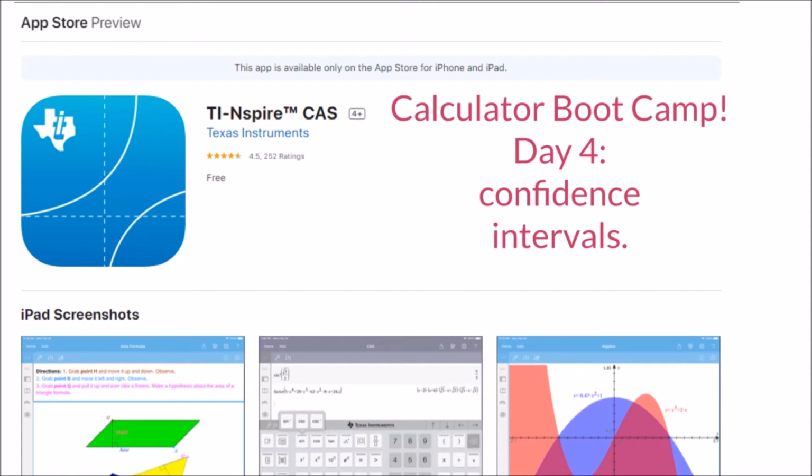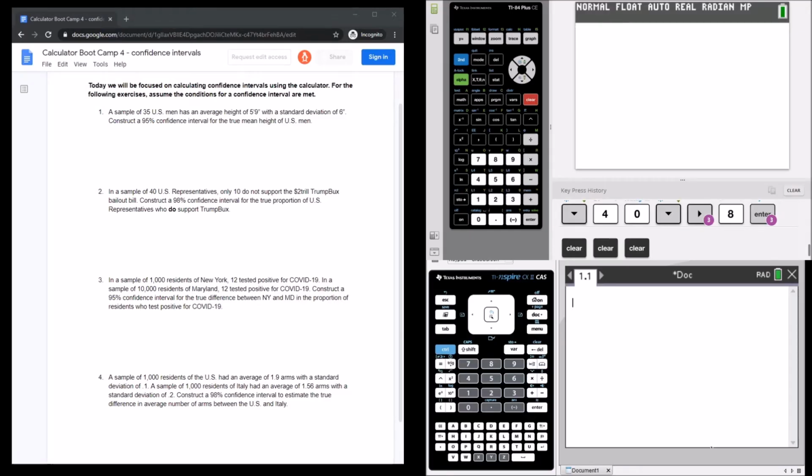I am going to demo how to do all the exercises for today on both the 84 and the Inspire, so you can hopefully watch through and then solve the exercises yourself. Thanks and enjoy. Okay guys, so we're going to look now at the 4 problems from the confidence intervals worksheet.